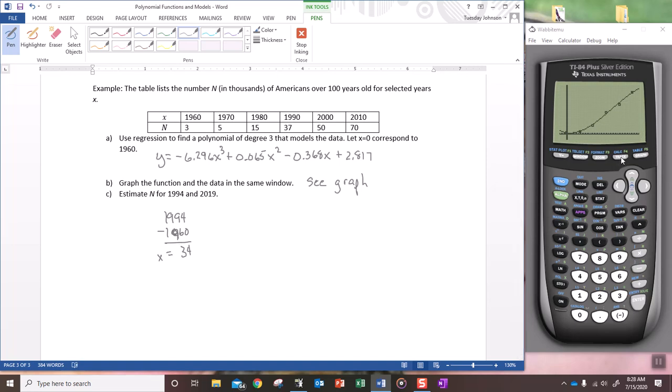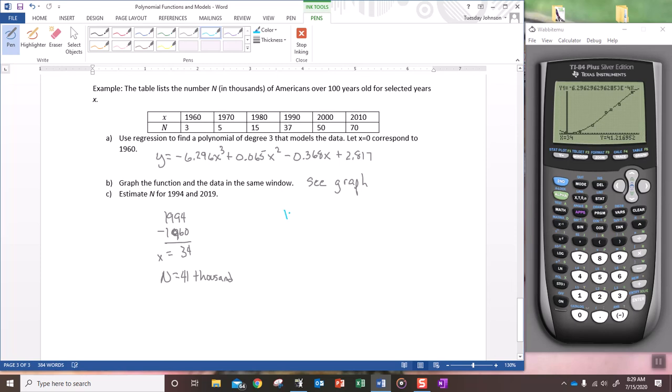What I can do is I can trace, and I'm going to go down to the curve, and I'm going to input 34. It looks like it'll be 41. Let's call it 41. N equals 41,000 Americans over 100 years old. Be sure to include the units, thousands. It's not just 41 people over 100 years of age. It's 41,000. That's good news for those of you that want to lead a long life.